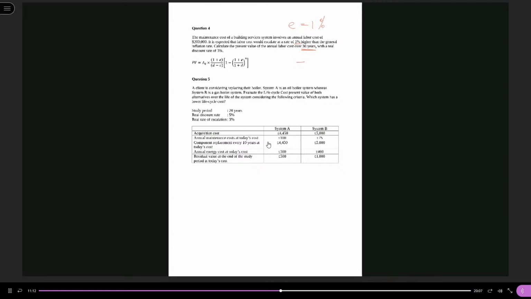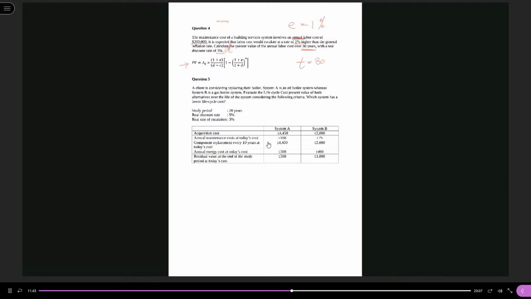So T is 30, and it is an annual labor cost. So once again, it is a recurring cost. It happens every year and for 30 years. The real discount rate is 3%. So this is D. So identify all the numbers, and the equations are given.